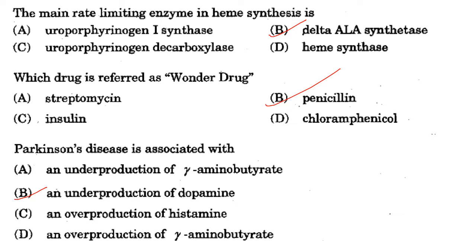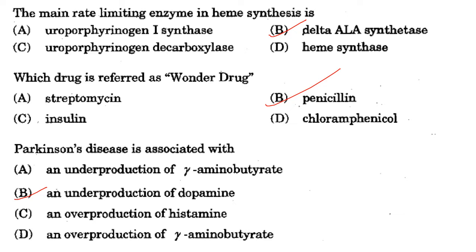So the main rate limiting enzyme is delta ALA synthetase. That is the first enzyme in the pathway. Aminolevulinate synthase catalyzes the condensation reaction of glycine and succinyl-CoA to form 5-aminolevulinic acid. This condensation reaction takes place in mitochondria and is the rate limiting reaction in heme biosynthesis under most conditions. So ALA is aminolevulinic acid, delta ALA synthetase.